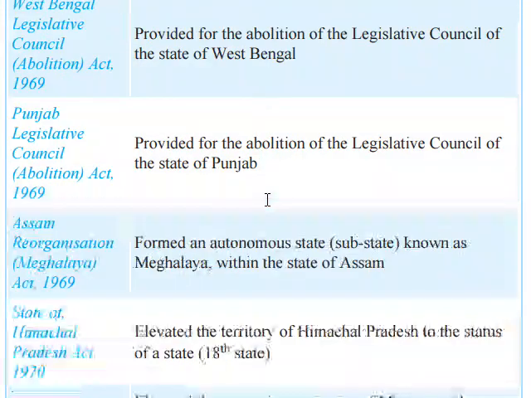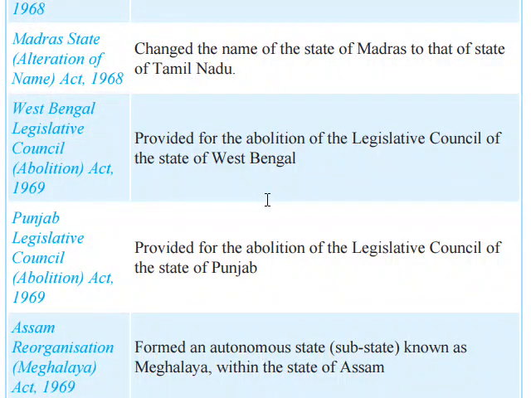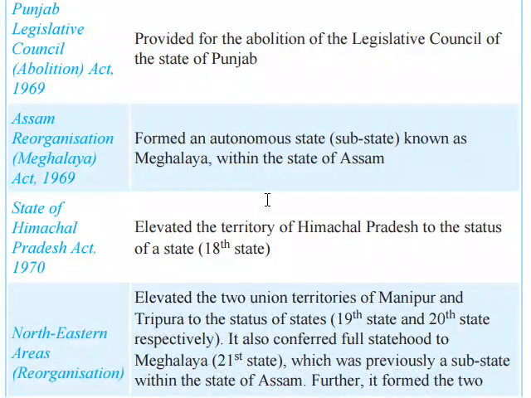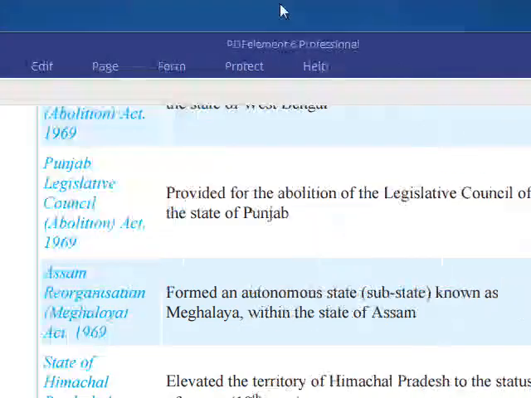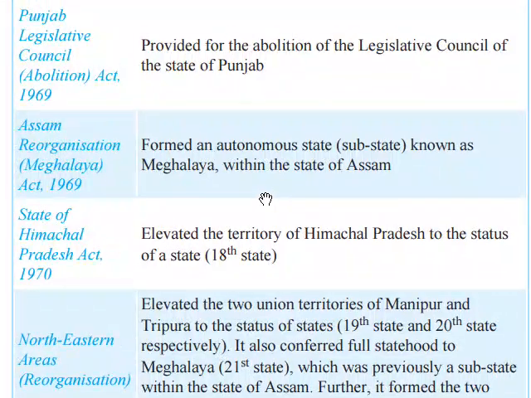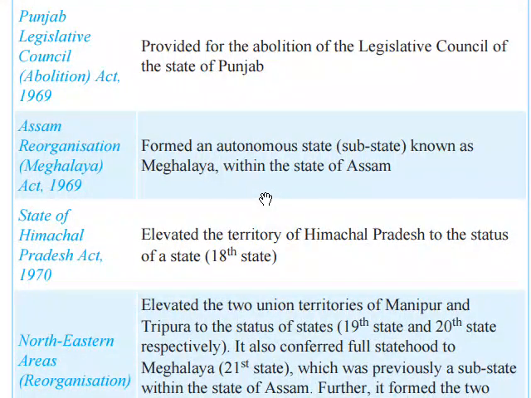The Madras State Alteration of Name Act 1968 changed the name of Madras to the state of Tamil Nadu. The West Bengal Legislative Council Abolition Act provided for the abolition of the Legislative Council of the state of West Bengal. The Punjab Legislative Council Abolition Act 1969 provided for the abolition of the Legislative Council of the state of Punjab.